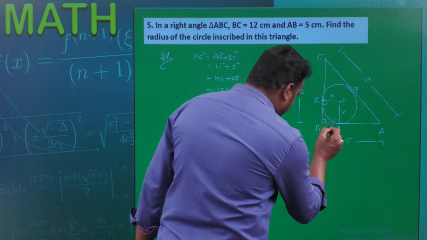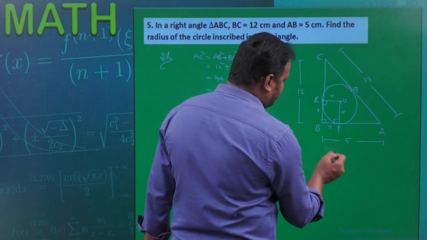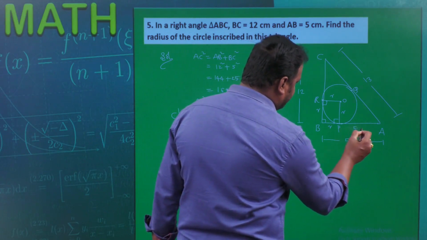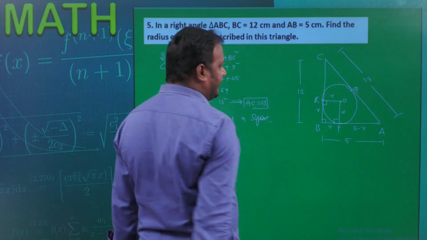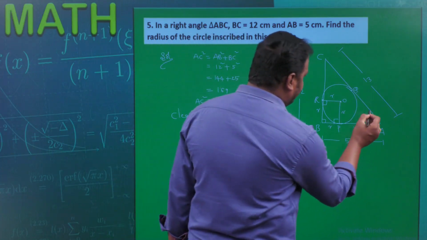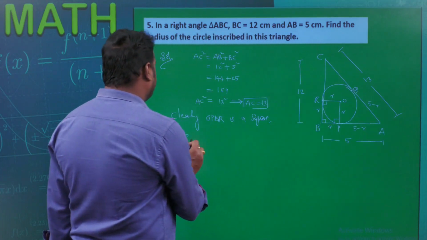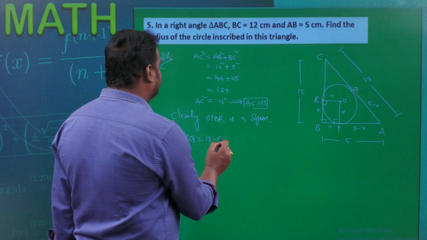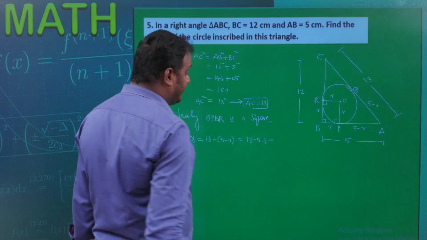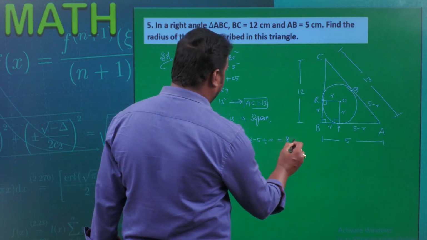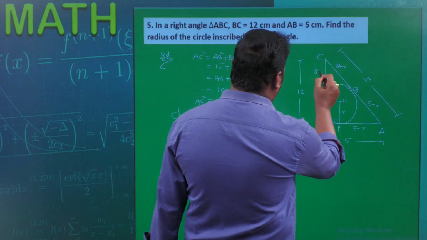This is R, this is also R, this is also R. Again, coming to the same point, this total length is equal to 5. This is R, then PA is going to be 5 minus R. And AP is equal to AQ because they are tangents drawn from an external point of a circle. So this is 5 minus R, this one also 5 minus R. And what about CQ here? CQ is equal to 13 minus of 5 minus R, which is 13 minus 5 plus R. 13 minus 5 is 8 plus R. So this is 8 plus R, and this one also 8 plus R.